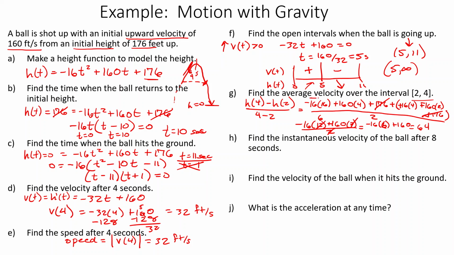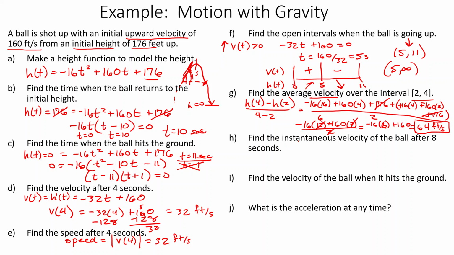All right, and this is velocity, so that means it's going up, and it would be in feet per second. So on average, from time 2 to time 4, so time 2 is probably going to be like here, time 4 is going to be there, we're going up at 64 feet per second. So we're still going up pretty quickly.